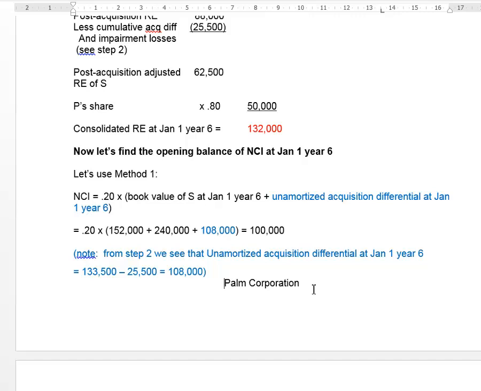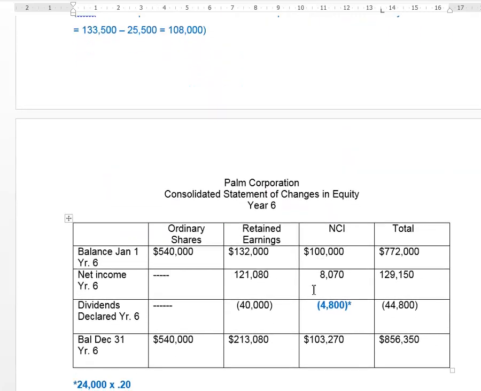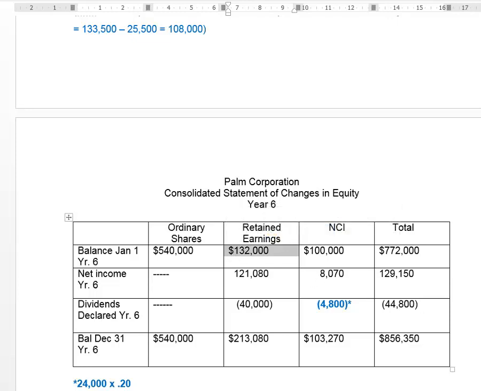So if we were now doing the consolidated statement of changes in equity, we have the consolidated retained earnings at January 1, the consolidated balance for NCI at January 1 year 6, and then our ordinary shares, again, just those of the parent. And the parent didn't issue any new shares all the days they were related to the sub. So we take what we know they have in their separate entity balance sheet at December 31st, year 6, because there was no change in the ordinary share balance during the year. So what they ended with at the end of year 6 is what they started with, right? So we know we started off with 772,000 in consolidated equity.